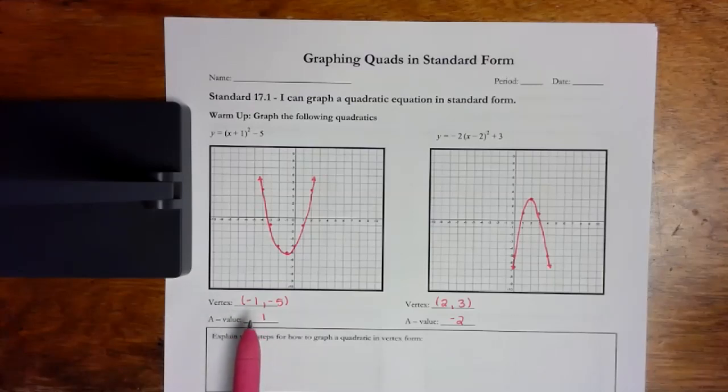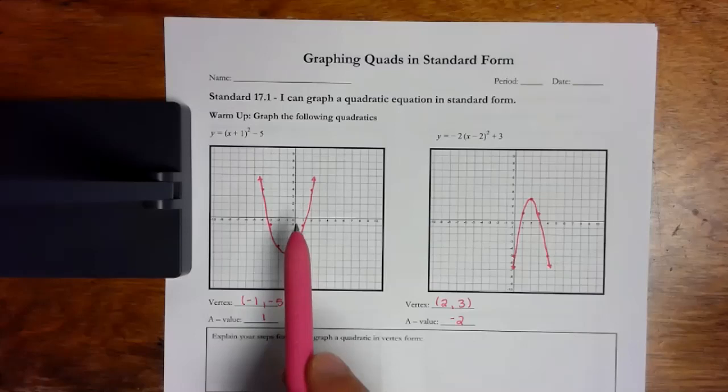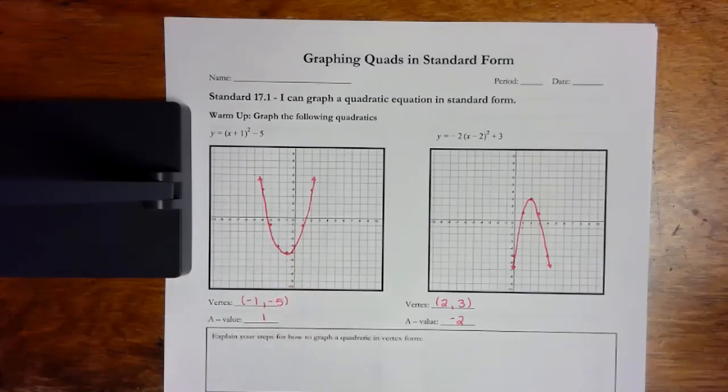So our a value in this first one is 1. So I'm first going to go from that vertex and go up 1 and over 1 in both directions, and then up 3, or 3 times that a value, and then over 1, and then from there up 5. So our pattern for using the a value is 1 times the a value, 3 times the a value, then 5 times the a value. So make sure we're doing that if we can fit all those points.